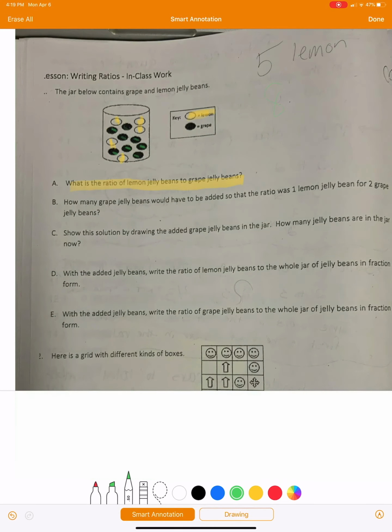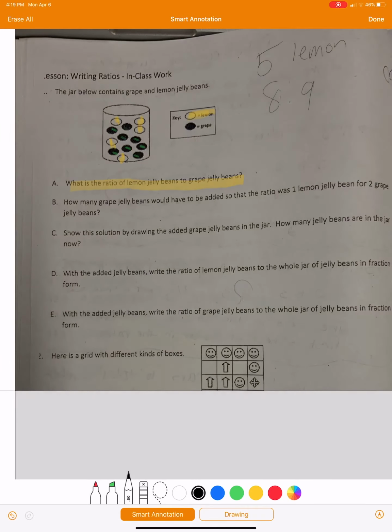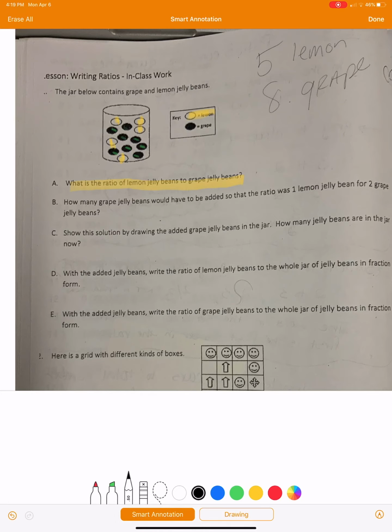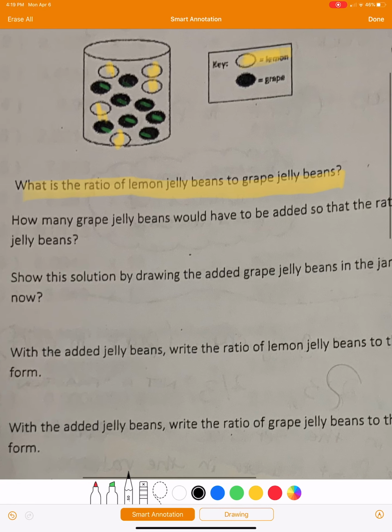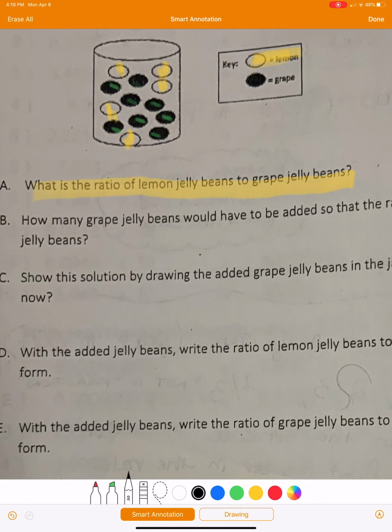It's so hard to see. We've got 8 of the grape ones. If we look at the total, we can add them all up here. Total is going to be 13. So they want to know in the first one, what is the ratio of lemon jelly beans to grape jelly beans? So lemon is the first one. If I want to, we'll zoom in here a little bit. So the answer to this one would be either a couple. We can do it a couple different ways.